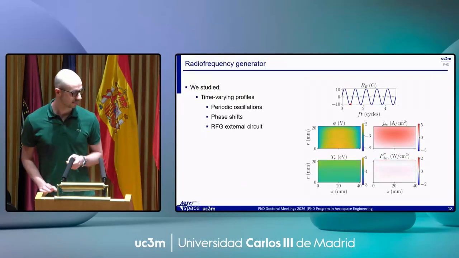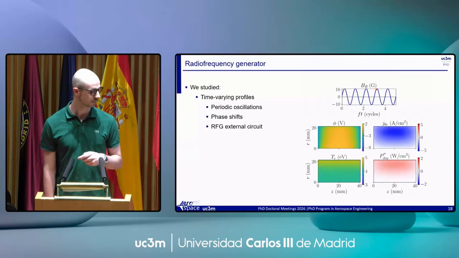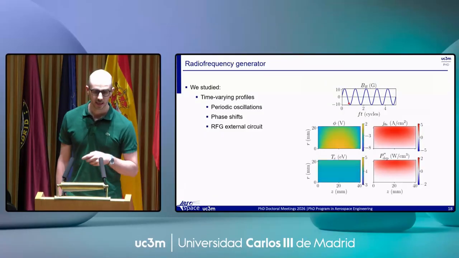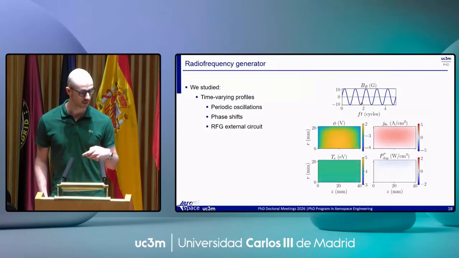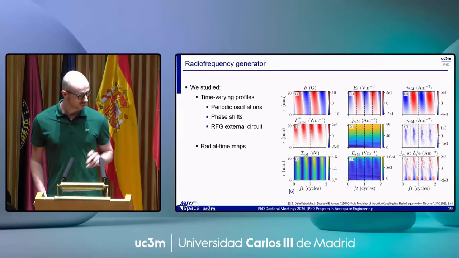So here we have a simulation. You can see the time evolution of some of the plasma magnitudes with respect to the boundary condition that we applied. And we have some periodical oscillations. We have studied also the external radio frequency circuit. In this plot, maybe we can appreciate better the phase shift and everything.